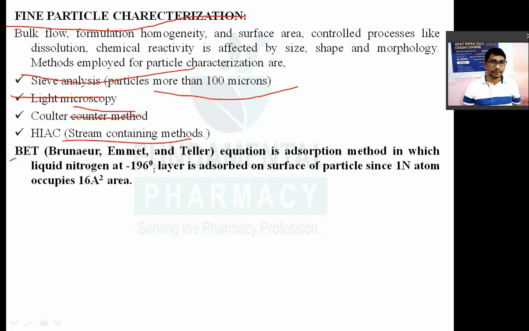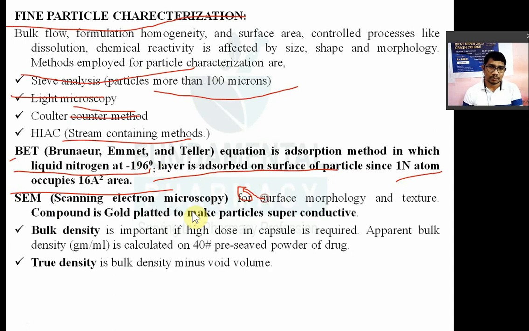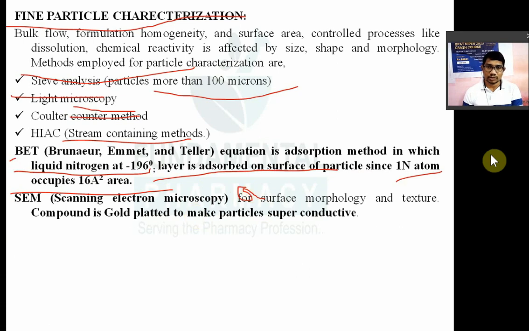That is nothing but the adsorption method. In that you are having this equation, BET equation, Brunauer, Emmett and Teller equation. So liquid nitrogen at minus 196 degree is used to adsorb on a powder to form a monolayer, and one nitrogen atom is equal to 16 angstrom unit. There is one apparatus which is used to measure the surface area of particle by using adsorption method, known as a Quantasorb. ये अपने फिजिकल फार्मेसी में देखा है क्वांटासॉर्ब. क्वेश्चन उसके ऊपर आ चुका है.